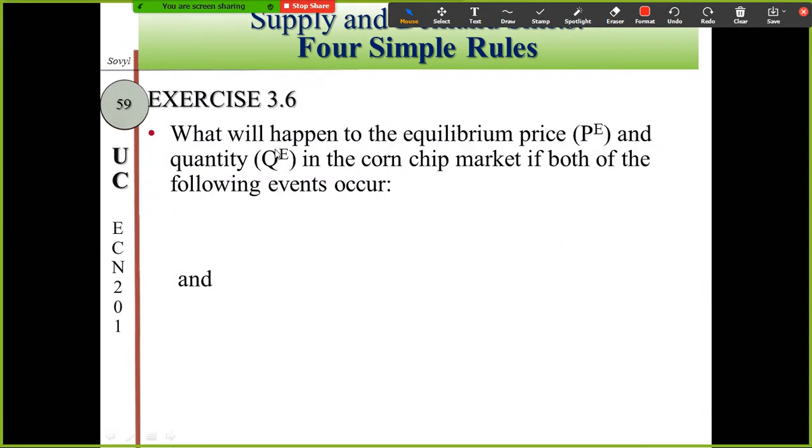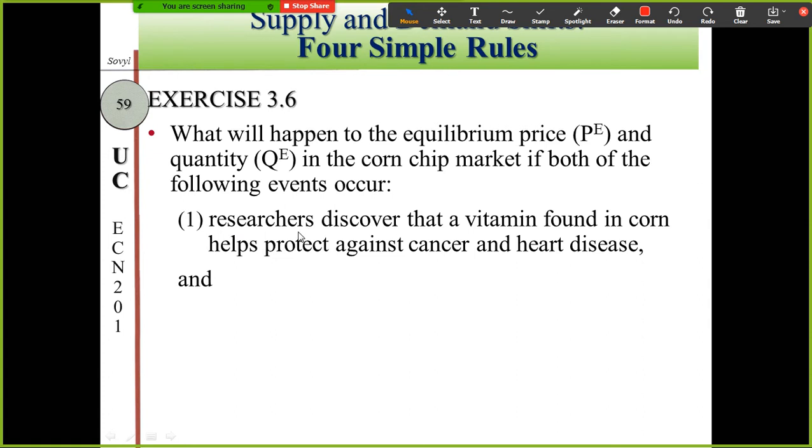Exercise 3.6. What will happen to the equilibrium price PE and equilibrium quantity QE in the corn market? Corn is an agricultural product. Consider if both of the following events occur. First, researchers discover that a vitamin found in corn helps people protect themselves against cancer and heart disease. If corn can help us protect ourselves from cancer and heart disease, what happens to the demand for corn?